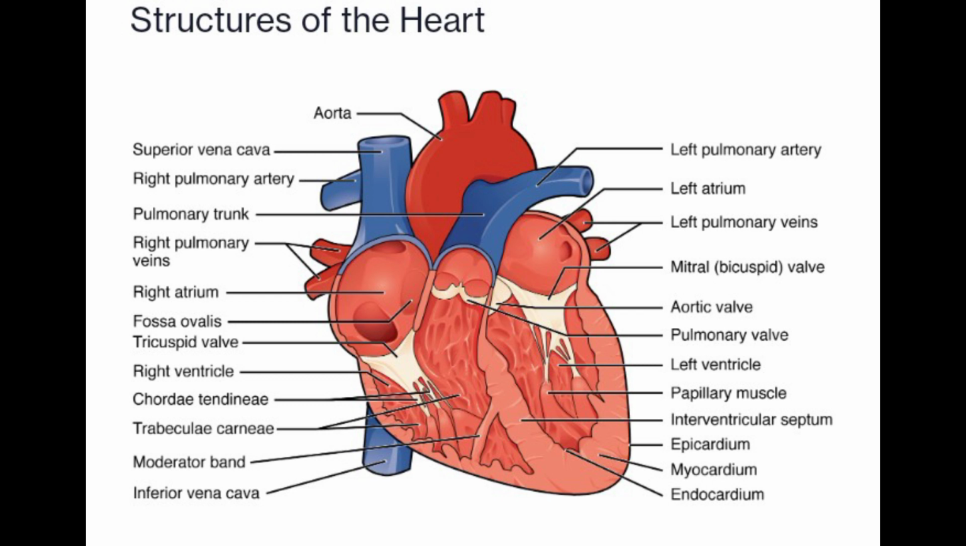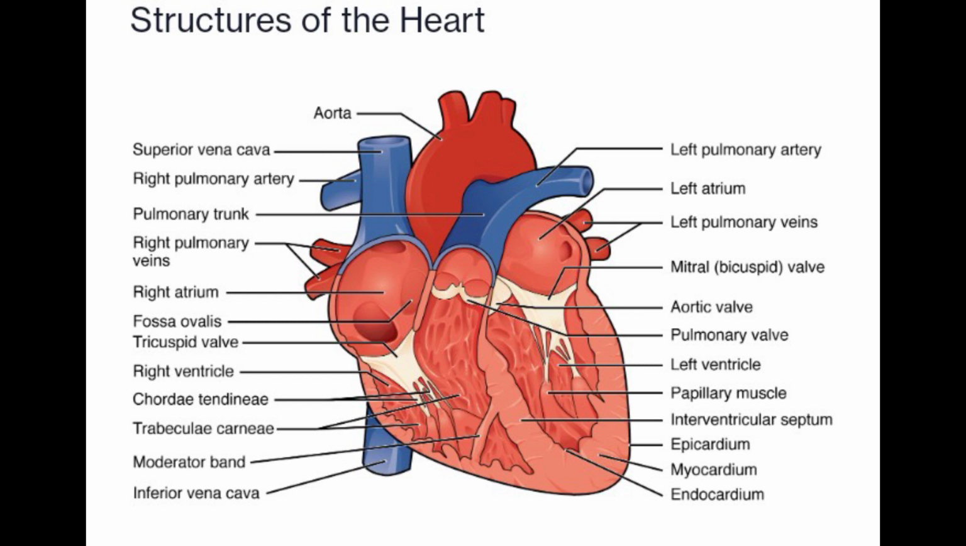Now let's come to the main part of the lecture, the internal structure of the human heart. The heart consists of four chambers: the right atrium, the left atrium, the right ventricle, and the left ventricle. The right and the left atria are separated by the interatrial septum, and the right atrium opens into the right ventricle through the tricuspid valve. The left atrium opens into the left ventricle through the mitral or the bicuspid valve.